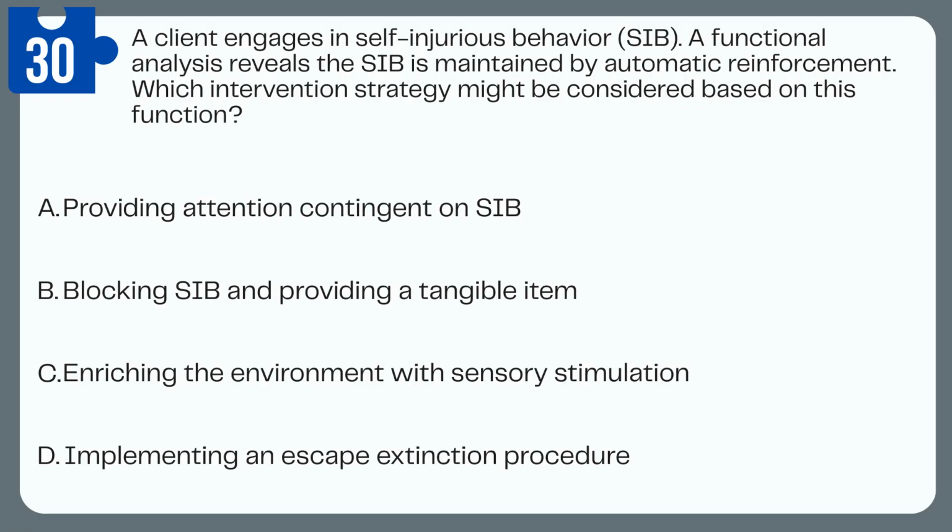Question 30. A client engages in self-injurious behavior, SIB. A functional analysis reveals that SIB is maintained by automatic reinforcement. Which intervention strategy might be considered based on this function? A. Providing attention contingent on SIB. B. Blocking SIB and providing a tangible item. C. Enriching the environment with sensory stimulation. D. Implementing an escape extinction procedure.